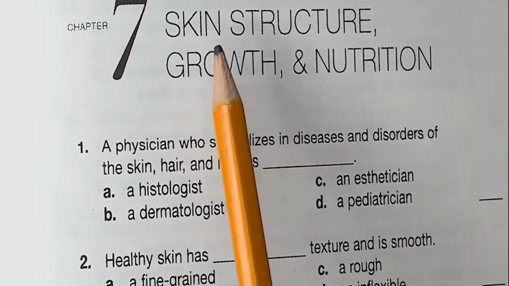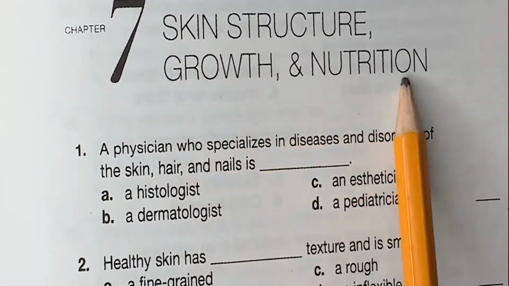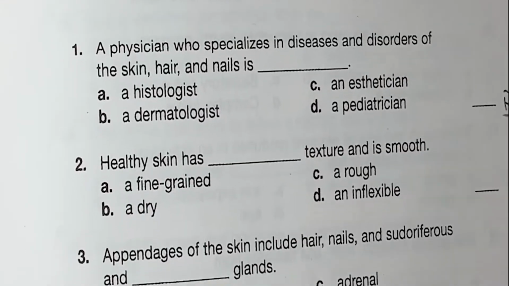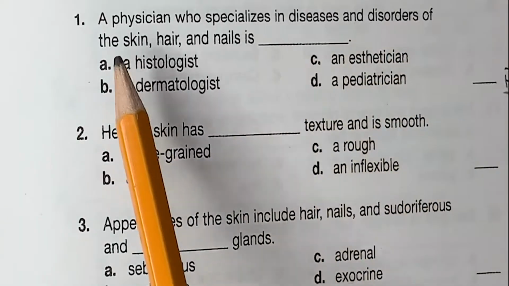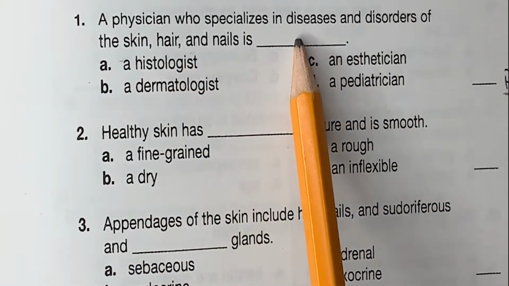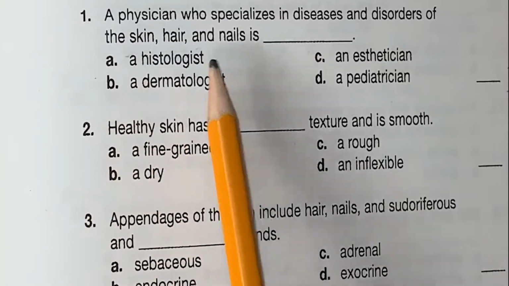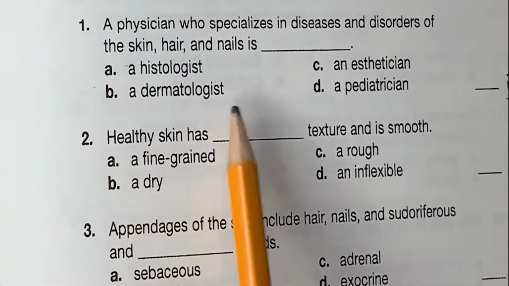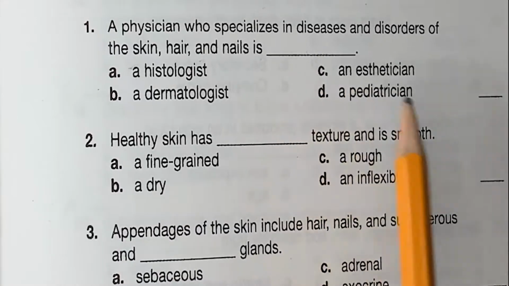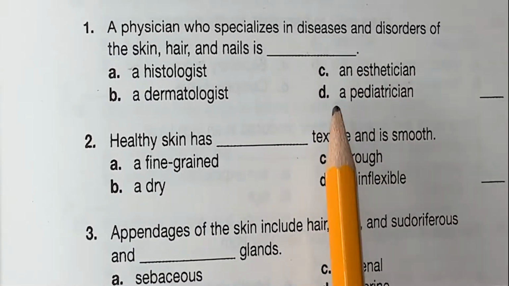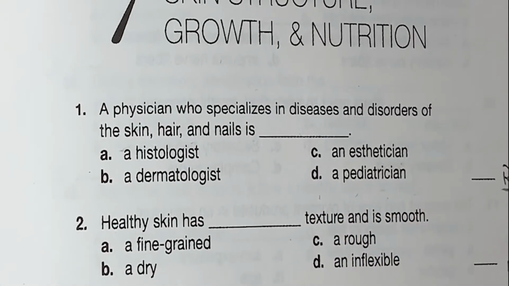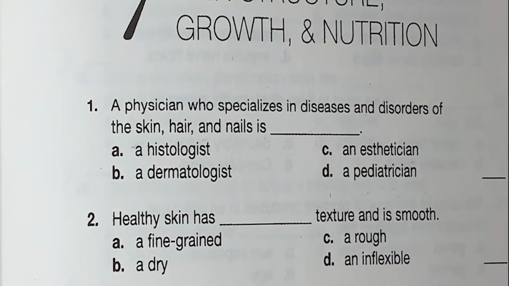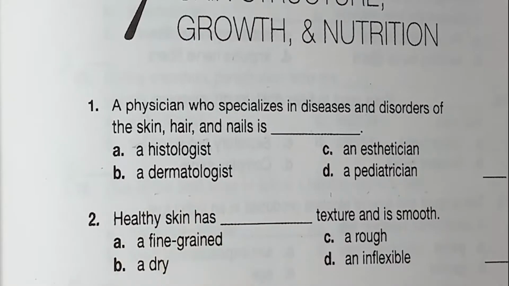Chapter 7, Skin Structure, Growth, and Nutrition. Number 1, a physician who specializes in diseases and disorders of the skin, hair, and nails is blank. A, a histologist? B, a dermatologist? C, esthetician? D, a pediatrician? And your correct answer is B, a dermatologist.